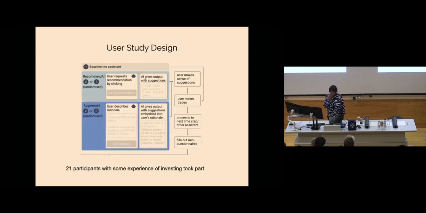So to compare these, we spent a lot of time thinking about the user study design. They begin with no assistant, and then there were 21 participants, who were randomized as to whether they got Recommend AI or Augment AI first. With the Recommend AI, they just click to get the recommendation. The AI gives the output, and the user makes sense of the suggestion and makes trades. For the Augment, the user has to type in the rationale for their decision, and then the AI gives output with suggestions embedded into that, and then the user decides whether to accept that or not.